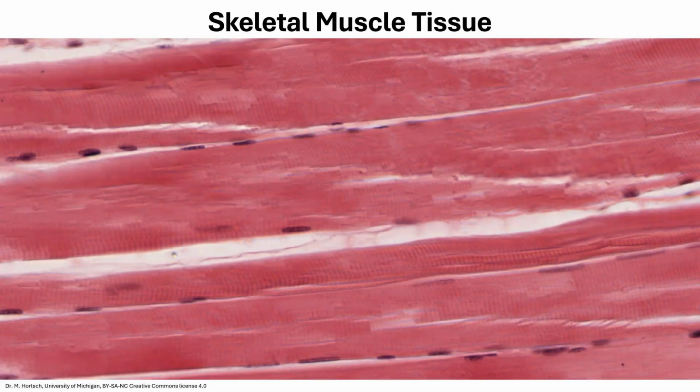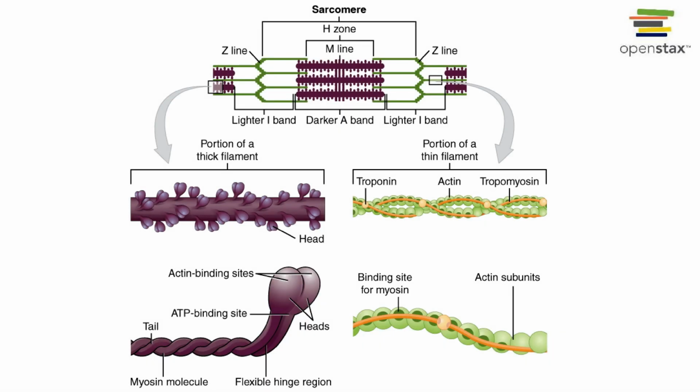If we look at the banding pattern, the A band is the darker region that spans the entire length of the thick filaments. At its center is the M line, where proteins hold the thick filaments together. The I band is the lighter region that contains only thin filaments with no overlap of thick filaments. This gives the sarcomere its characteristic striped appearance under the microscope.